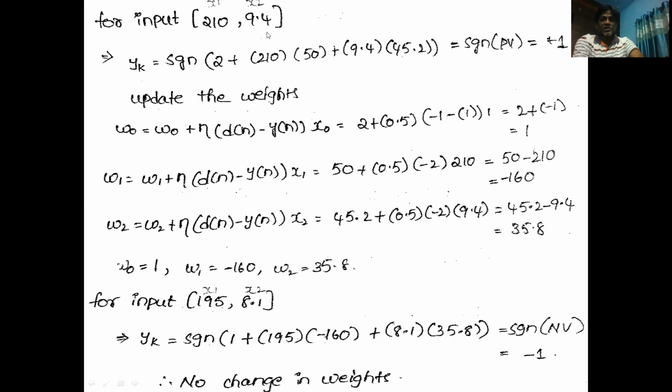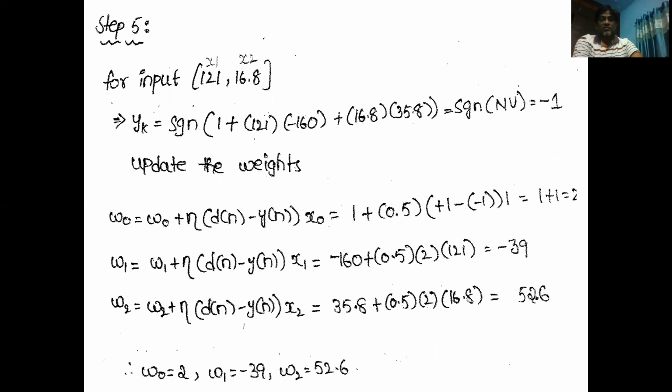Let us check for the class 2 input 210, 9.4. It is giving positive 1. The desired response is minus 1. So you require weight updation over here. It gives 1, minus 160, 35.8. And for the fourth input vector from class 2, it is calculated as -1. The desired response is also -1. So we'll proceed with the same weights calculated for the previous input vector. So that is 1, minus 160, 35.8, which will be forwarded.